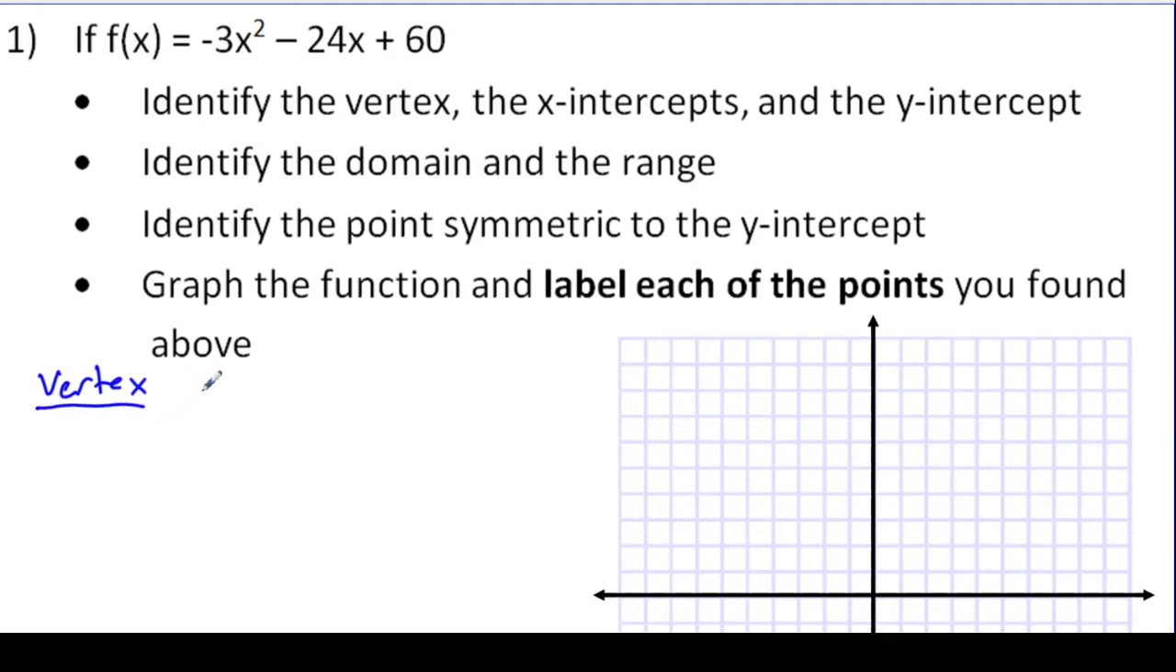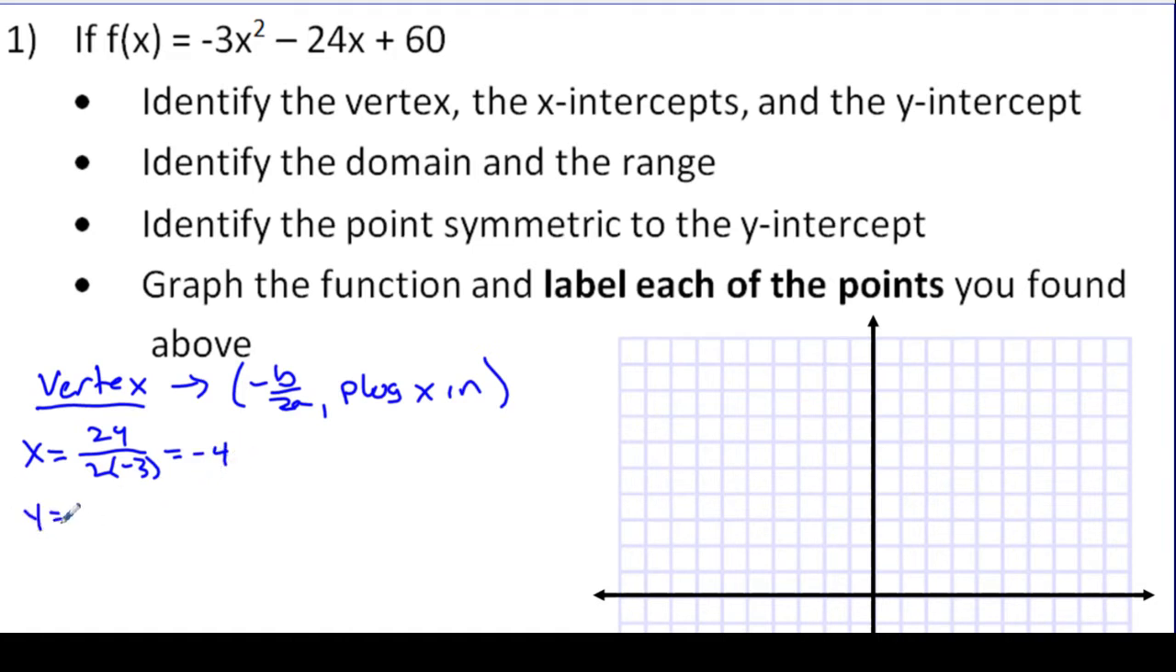The vertex for every ax squared plus bx plus c, which is the standard form, is going to be negative b over 2a to get the x, and then plug x in to get the y. So I'm going to get a point. I'm going to find the first part of the point by doing negative b over 2a. So in this case, the x part of the point is 24 over 2 times a, and my a is negative 3. So that's 24 divided by negative 6. That's negative 4.